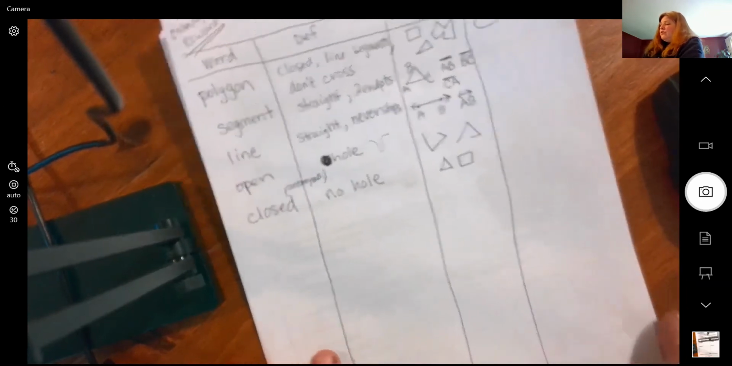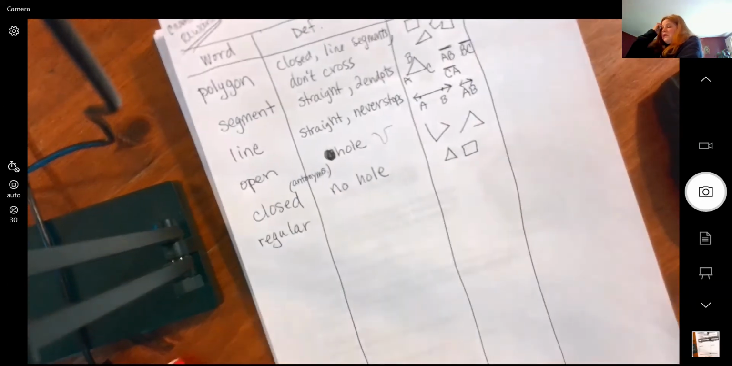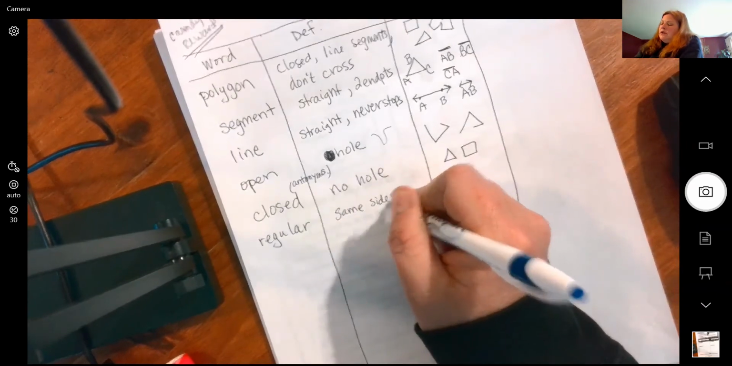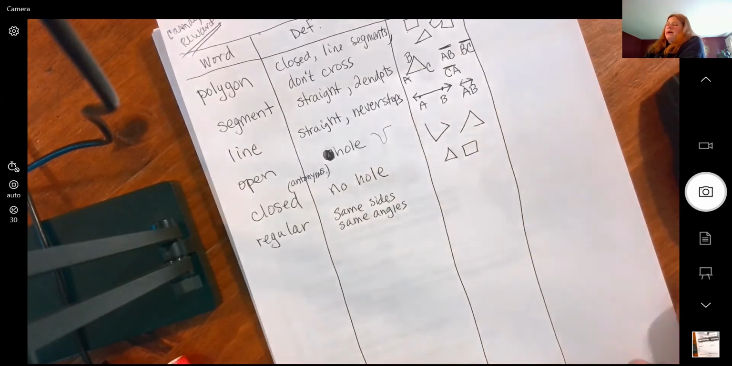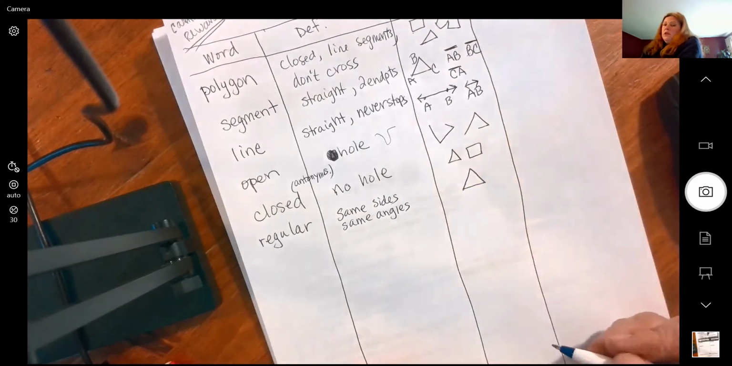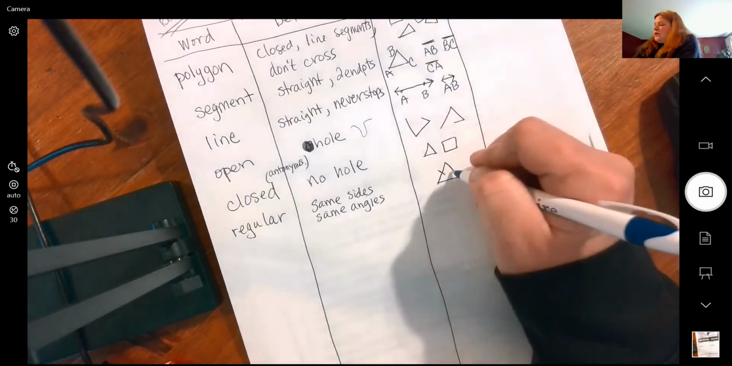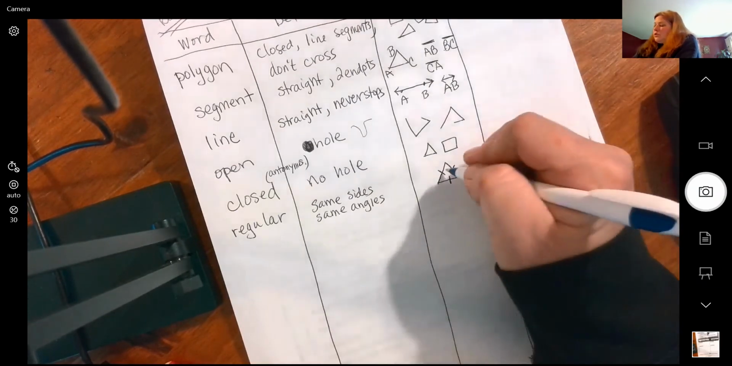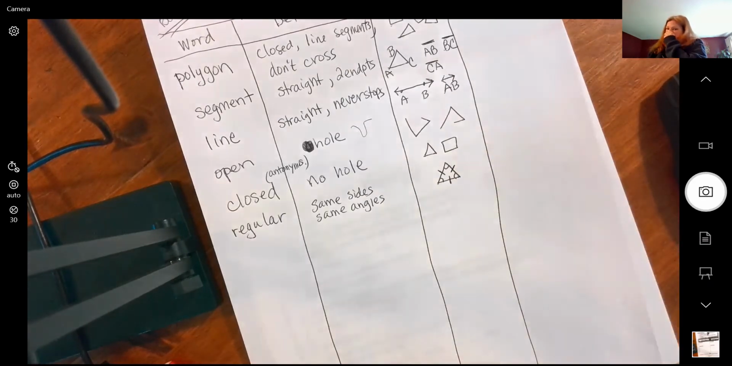All right, we have 2 more words. We have regular versus not regular. Regular means that it has all the same sides and same angles. And let me show you how they write those. So a regular triangle would have equal sides and equal angles. And they show this by putting a little line in the middle of it. They show the angles by putting a little arc. We call these an arc in the middle of it.